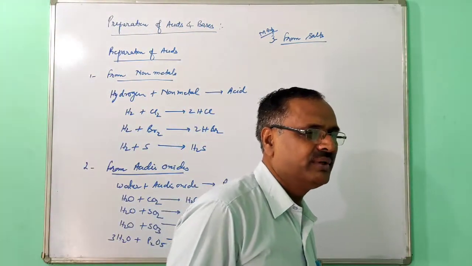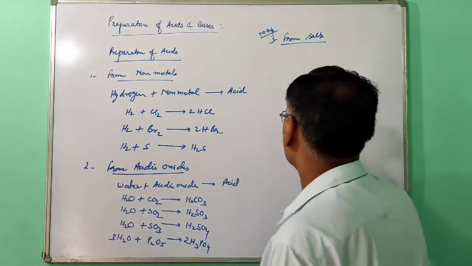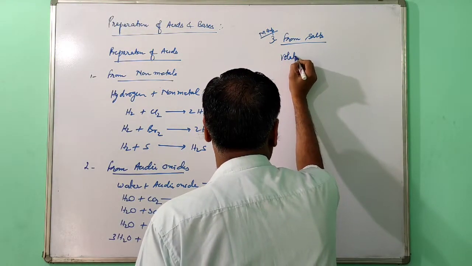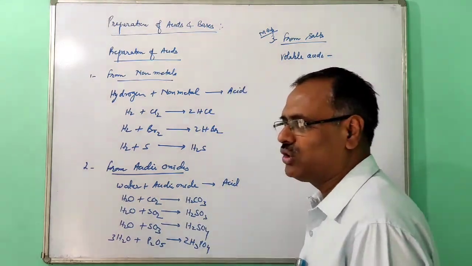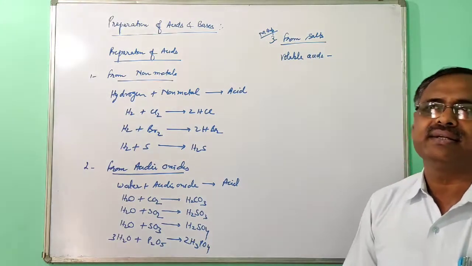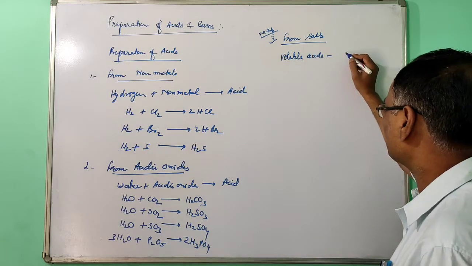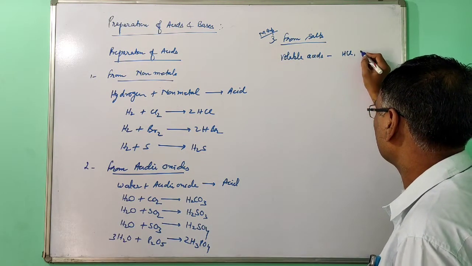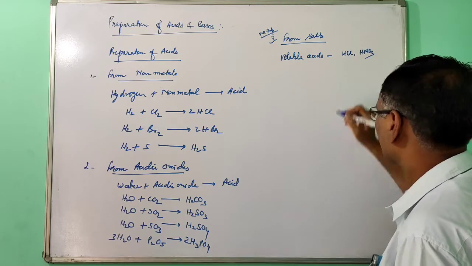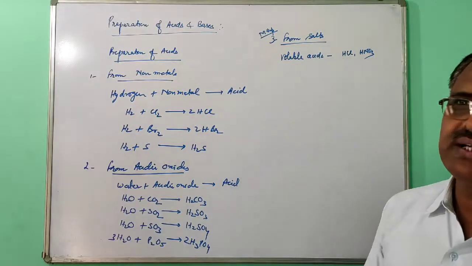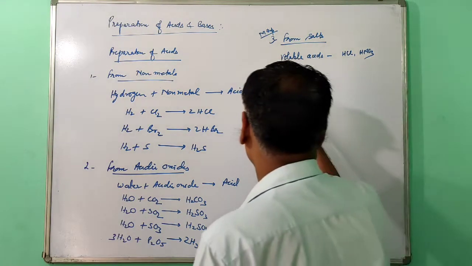In this method, you will prepare volatile acids. What are the volatile acids? Volatile acids have a low boiling point, and when you heat them, they can be easily converted into vapors. Two volatile acids are HCl and HNO3. Many are there, but two are in your syllabus. And non-volatile acid.